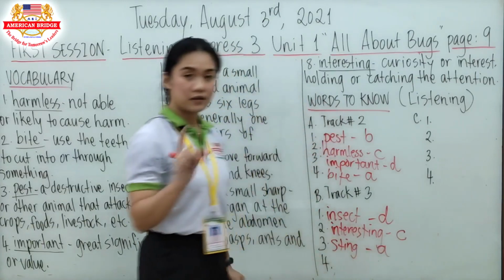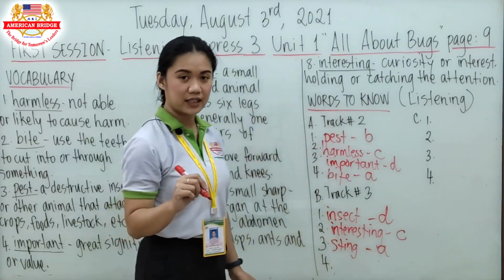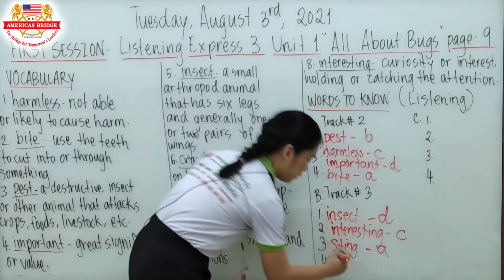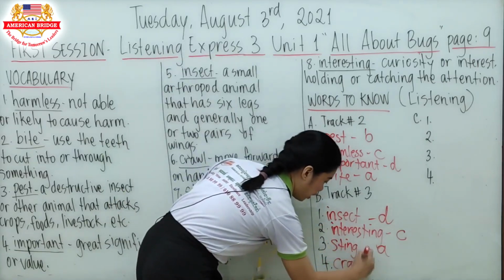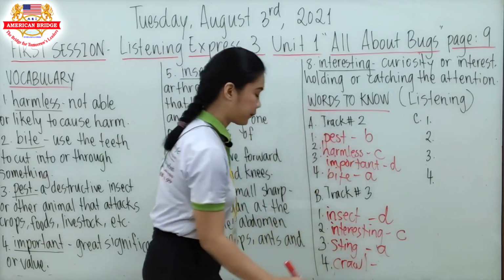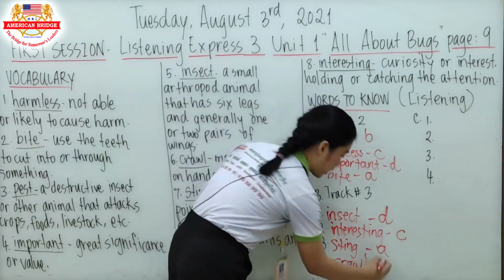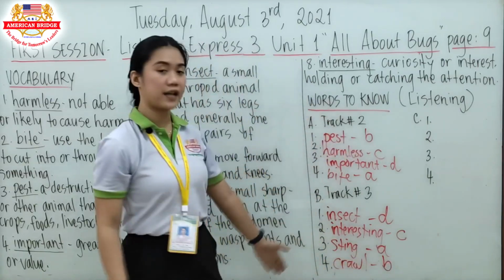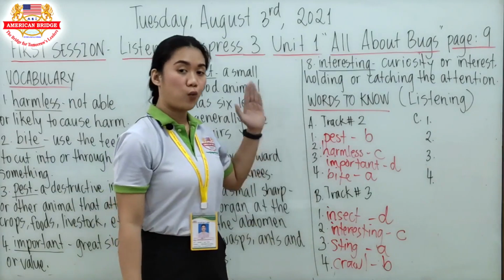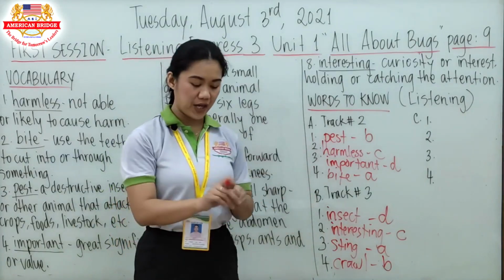And the last picture is crawl. Very good. Crawl is letter B. Okay, so these are the answers for words to know B.